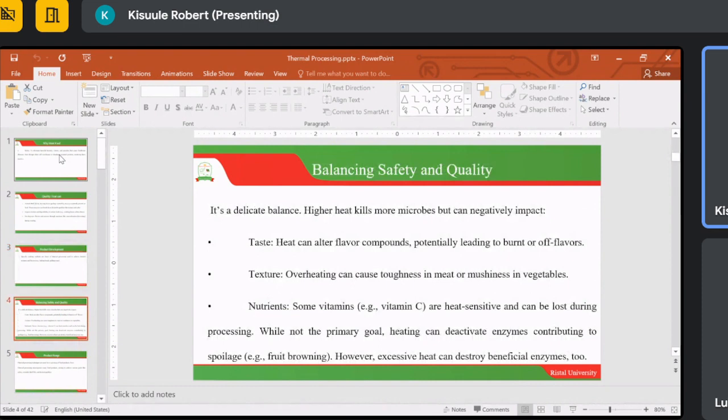So what do we have to look at here in balancing the safety and the quality? It is a delicate balance.